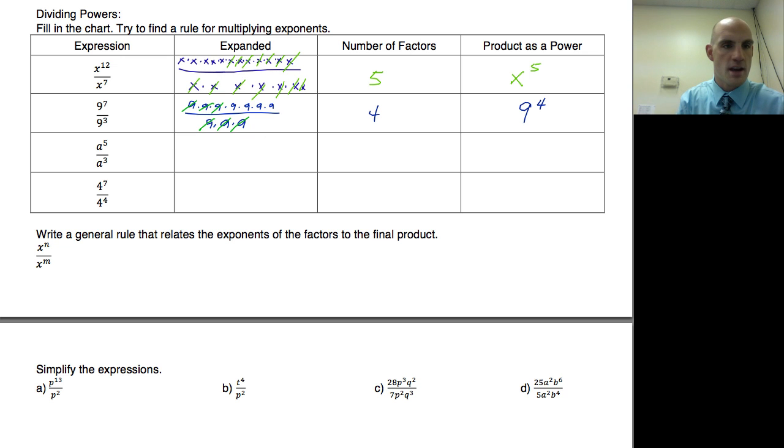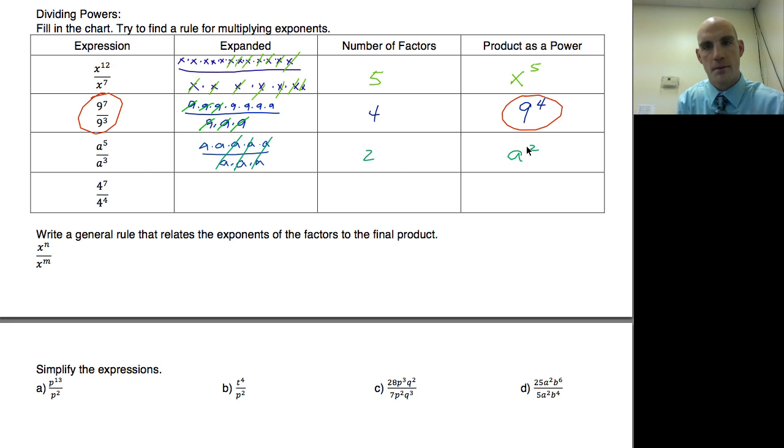Again, trying to see if we can relate this end result to what we initially had. A to the 5th, a times a times a times a times a times a times a. And when I cross out, I end up with 2 factors, a to the 2nd power. How can I relate that first and that last column? I'll let you do this.